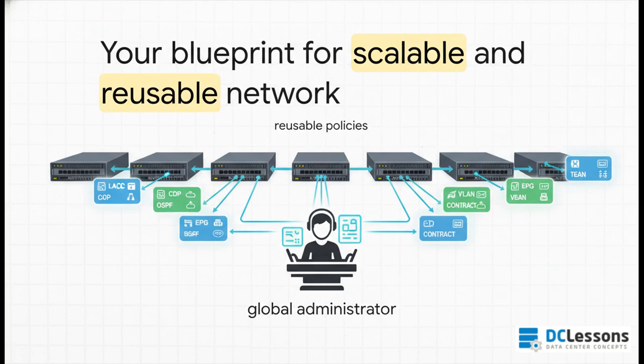And the answer to that challenge is the ACI policy model. Think of it like a blueprint for your entire network. Instead of you, the network admin, having to SSH into a switch and configure an interface, a global admin can define these high-level policies for protocols, settings, the whole shebang. The key here is that these policies are modular and totally reusable. You build the blueprint once, and then you can apply it consistently over and over, across any switch, any port in your fabric. That right there, that's how you get consistency and scale.